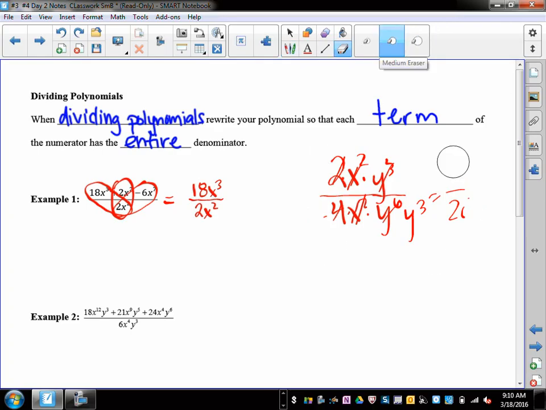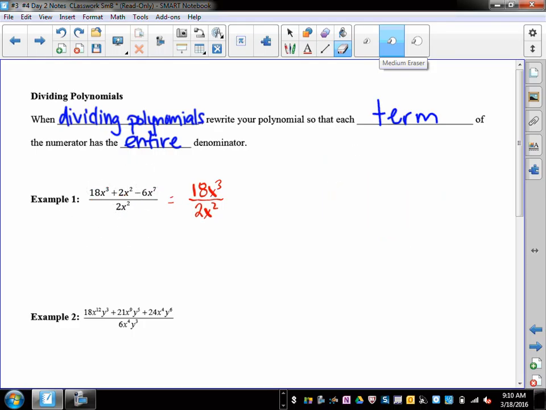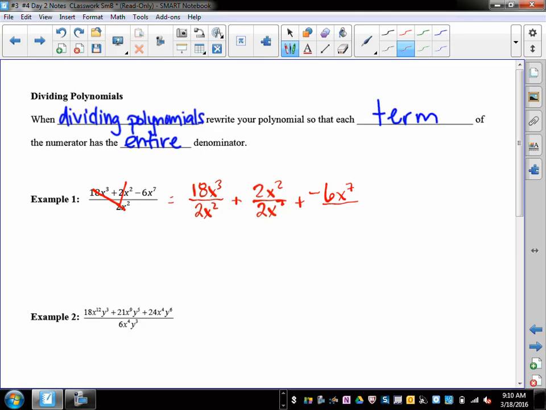All right. So we've taken care of my first one. Now we need to do 2x squared over 2x squared. So plus 2x squared over 2x squared. Now my last term: plus negative 6x to the 7th over 2x squared. You can also rewrite this as minus, because plus and negative is the same thing as minus.